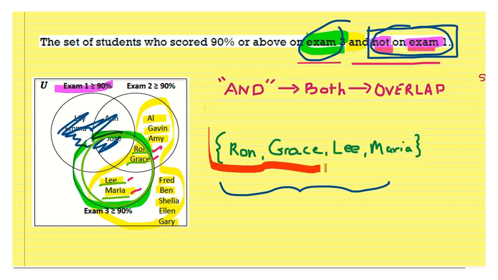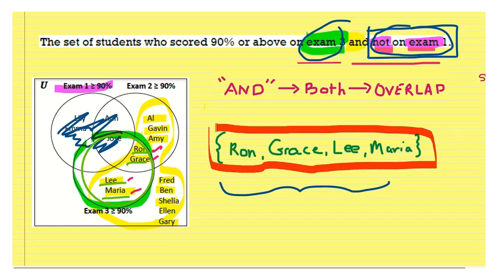So hopefully that makes sense. You just have to figure out what the not area is, and the not area, not exam 1, was all the yellow area. And then you had to see what is the overlap between all the yellow area and the green area for exam 3.